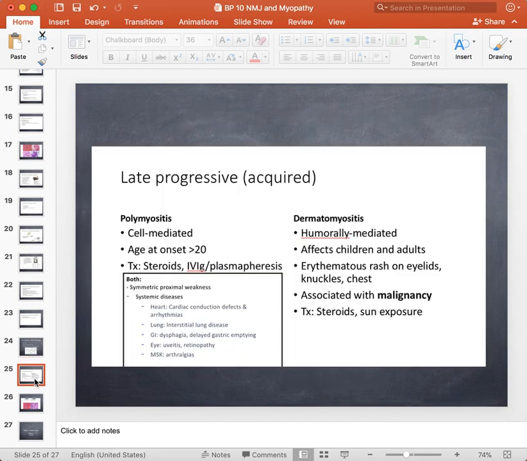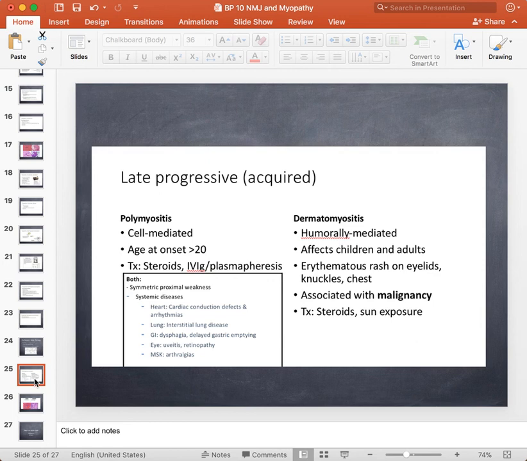Moving on to inflammatory, clearly inflammatory diseases of the muscle. So these we filed under sort of late progressive, so they happen later in life, and then they do worsen. This means they're technically acquired. So the two big ones are polymyositis and dermatomyositis.